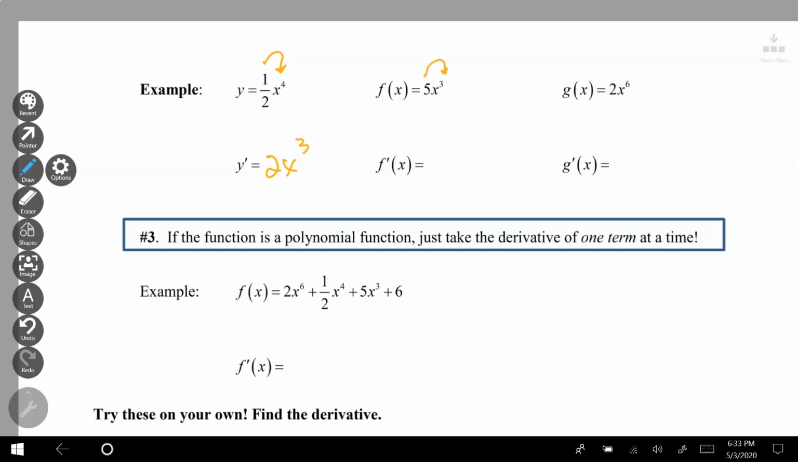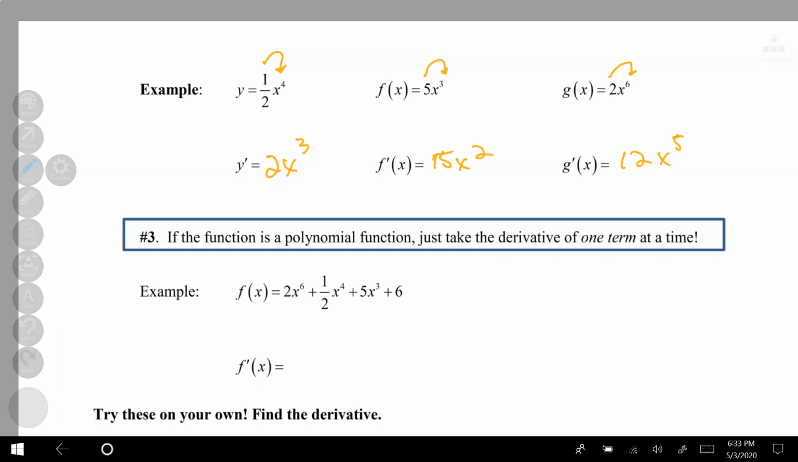I'm going to do 5 times 3, and I get 15. X to the 3rd becomes x squared, and 2 times 6 is 12, and x to the 6th becomes x to the 5th. That is the derivative of those very simple power functions. Well, what happens if we have a polynomial function, or a function that has many terms in it? Everything we've been doing has been a single term for the most part. Well, we just do one term at a time.